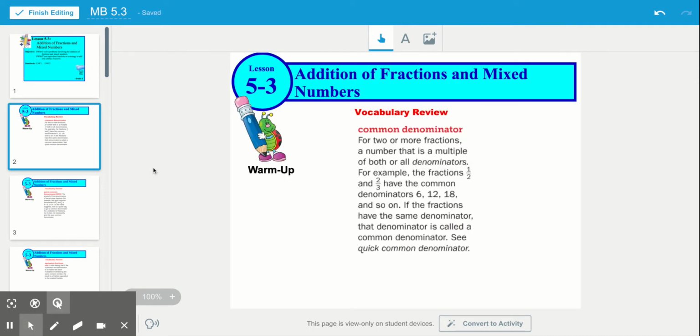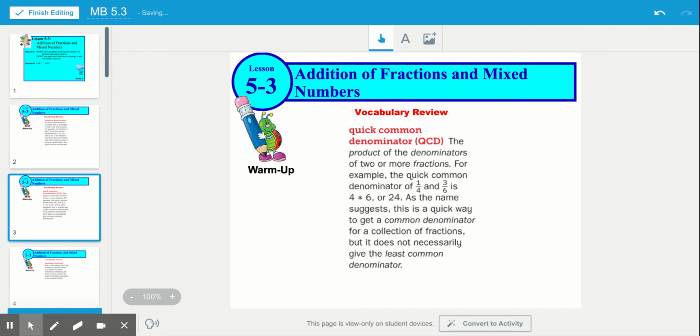Let's take a look at some vocabulary before we begin. Remember, a common denominator for two or more fractions is a number that is a multiple of all the denominators. For example, the fractions 1/2 and 2/3 can have a common denominator of 6, 12, and 18, and so on. If the fractions have the same denominator, that denominator is called a common denominator.